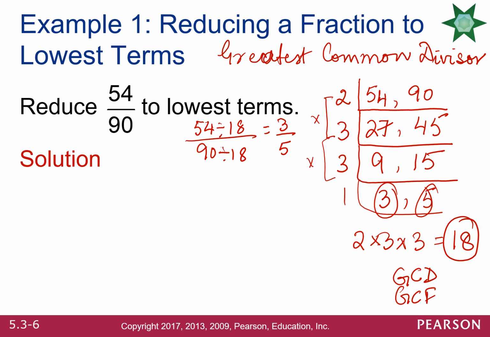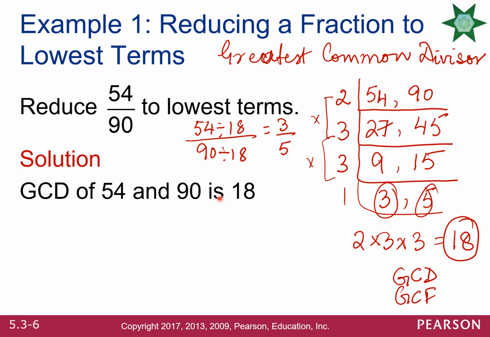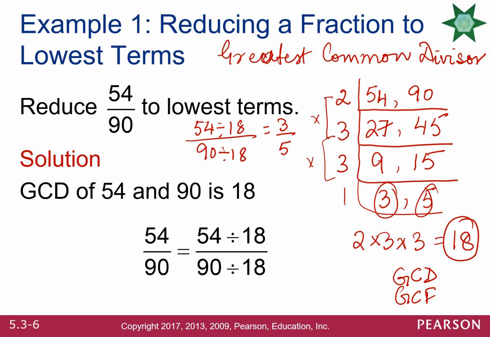So here's the solution. The GCD of 54 and 90 is 18. Now they didn't show us how to find the GCD, but I've shown you here. You can follow the same process to find the GCD, and once you have your GCD, you divide the numerator and the denominator by 18 in this case, which gives us 3 over 5. All right, so this is how we go about reducing a fraction to its lowest terms.